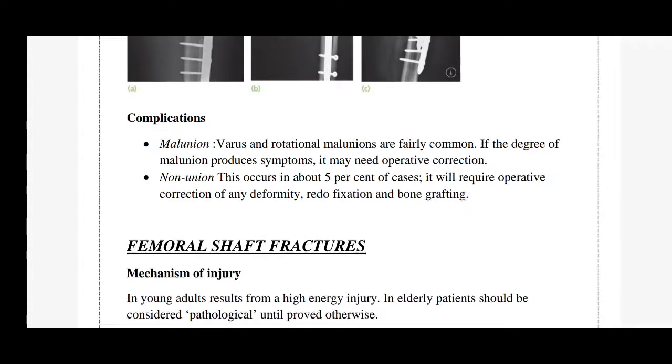Non-union occurs in about 5% of cases and may need to be corrected by redo fixation and bone grafting.